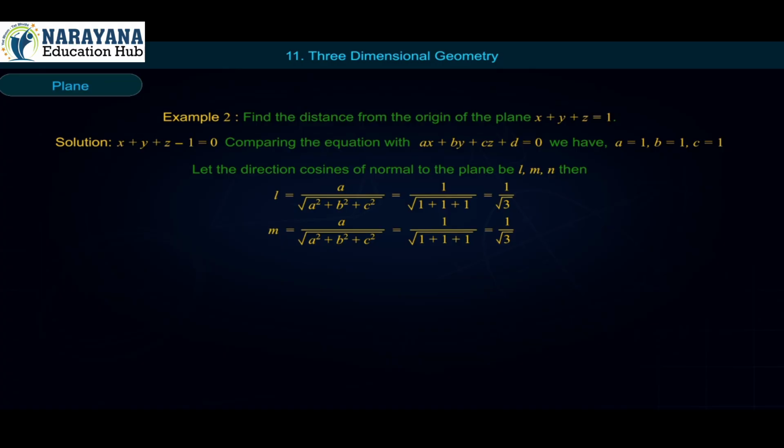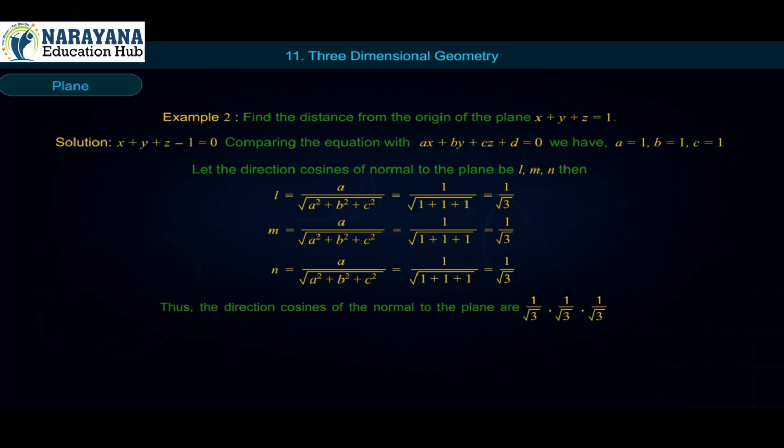m = b/√(a² + b² + c²) = 1/√(1 + 1 + 1) = 1/√3. n = c/√(a² + b² + c²) = 1/√(1 + 1 + 1) = 1/√3. Thus, the direction cosines of the normal to the plane are 1/√3, 1/√3, 1/√3.